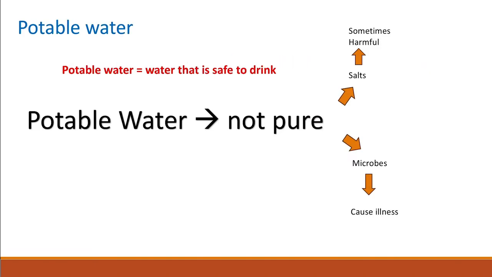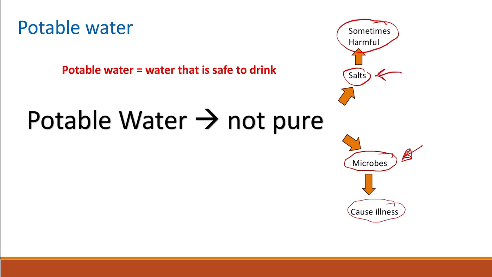Potable water is the water that is safe to drink. Potable water is different from pure water, because pure water means that it's not mixed with anything. Potable water could have some minerals or other elements, so it's not pure, but it's safe to drink. We need to convert water to become potable water before we drink it, because water could have salts which sometimes are harmful, and it could also have some microbes which can cause illness, so we need to remove harmful microbes and salts.